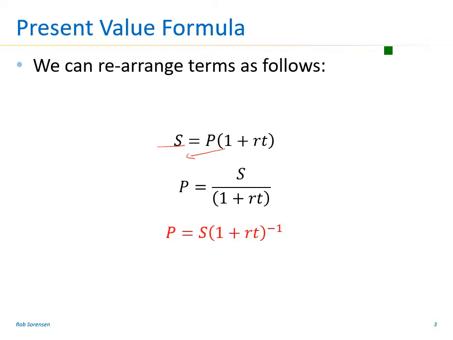An even better way to write that, though, is to write it as P is equal to S times (1 plus RT) to the power of negative 1. That's the same thing. Anything to the power of negative 1 is the same thing as 1 over that number. So we can do that with the term in brackets as well. And that gives us a new formula we can use for present value. Let's have a look.